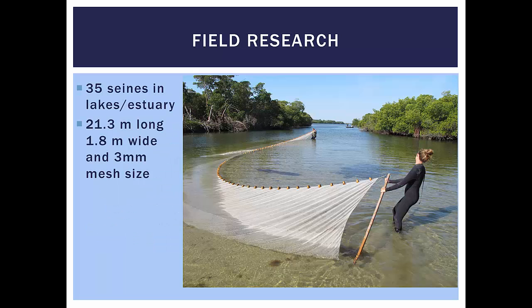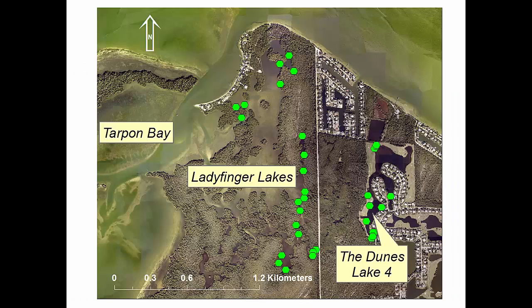Okay, so for our field research, we pulled this large seine. It's 21.3 meters long, 1.8 meters wide, and it has a 3 millimeter mesh size. So anything smaller than 3 millimeters can pass through it, but anything bigger than that is going to get caught in it. We did 35 seines altogether, either in the lakes or in the estuary, and this is a map of each place where we pulled the seine.